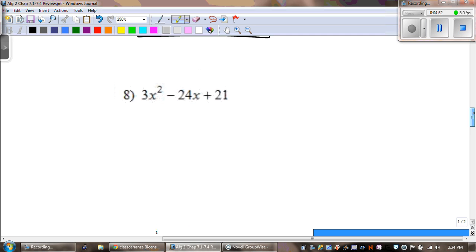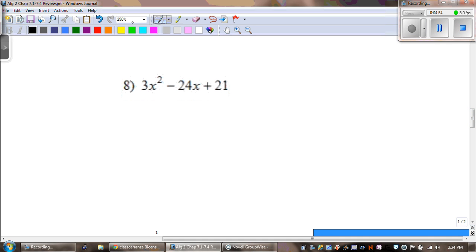All right, number 8. Remember, the first thing we always check, is there a GCF? And we can factor out a 3. So the 3 comes out front, and we're left with x squared minus 8x plus 7.